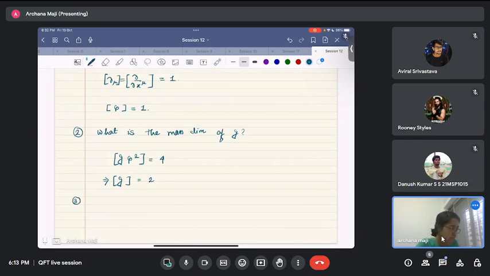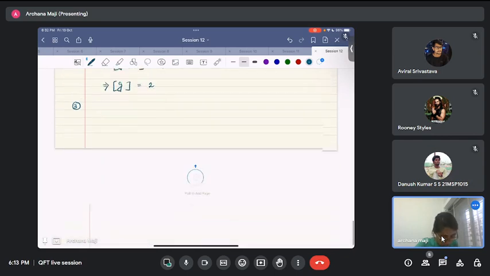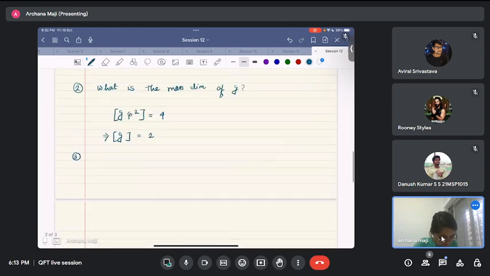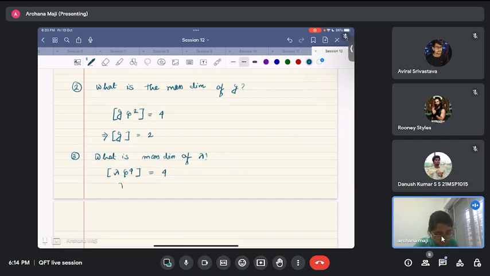Third question. What is the mass dimension of the parameter λ? The last term was λ φ⁴. So this has to be of mass dimension 4. Sorry, φ is of mass dimension 1, so λ has to be of mass dimension 0. Okay.